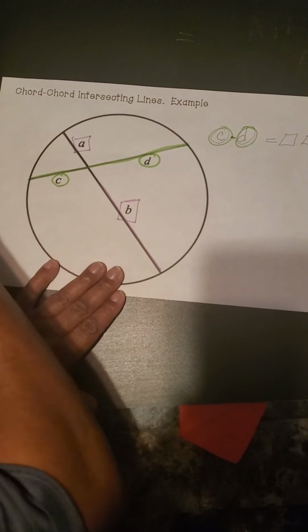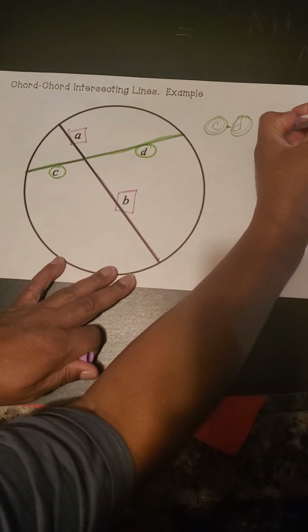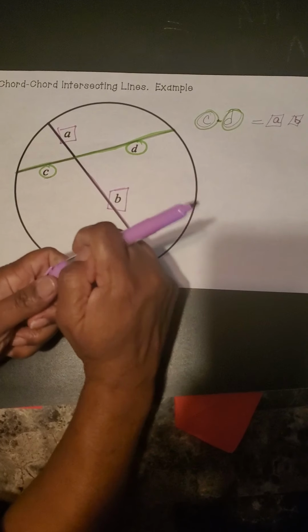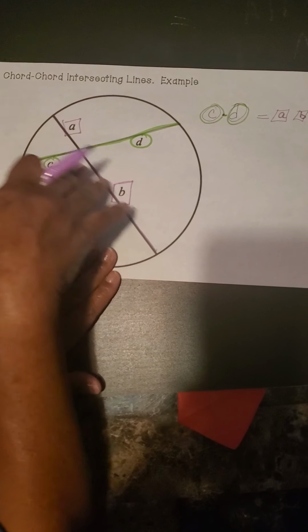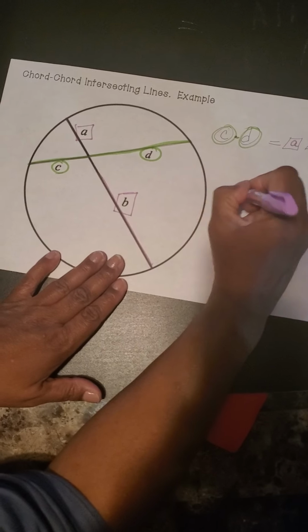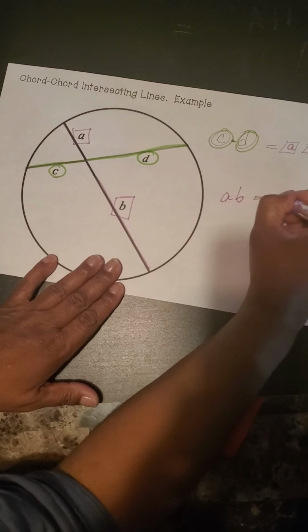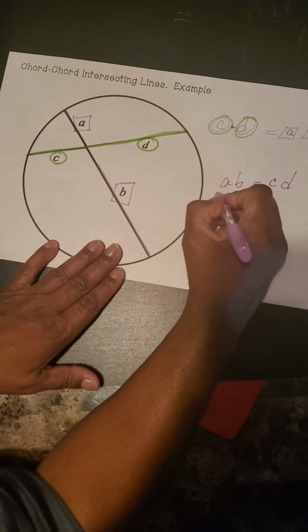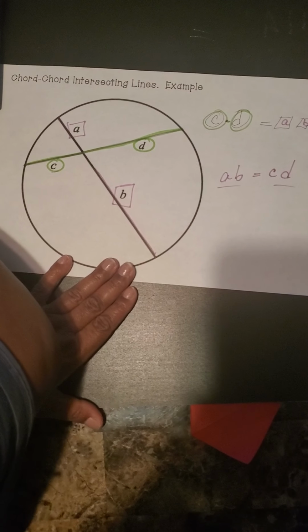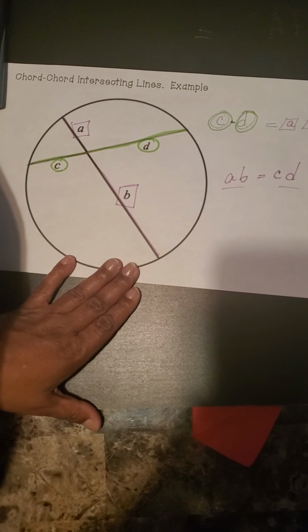The product, we're multiplying them. A times B. That's all it is. You're multiplying the segments of the chords. A times B is equal to C times D. That's it. Set them equal and we solve. Let's look at an example.